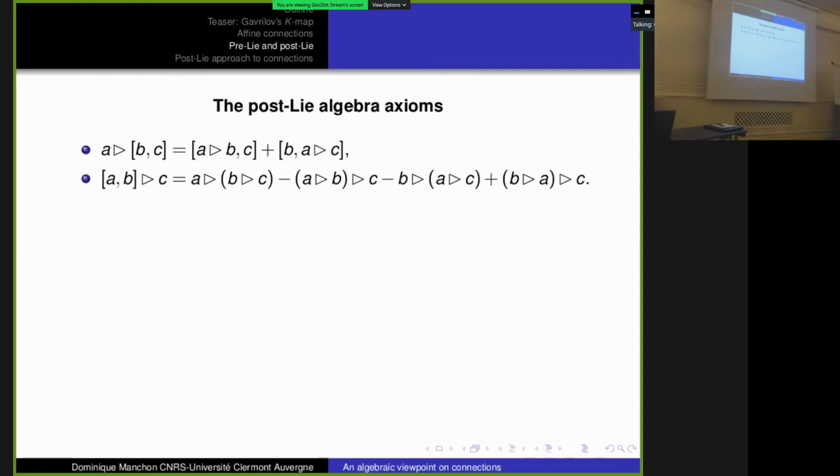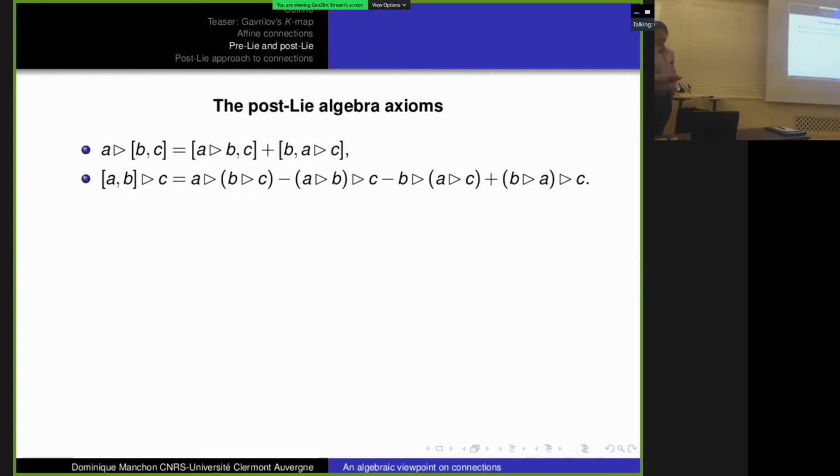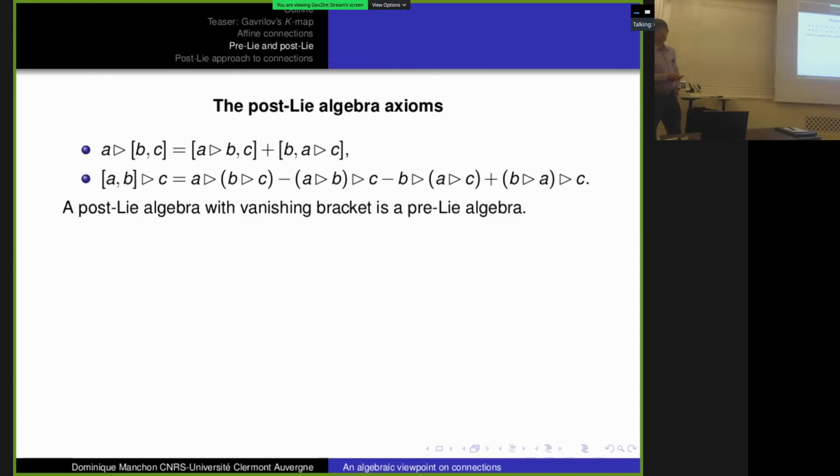Okay, so what is a post-Lie algebra? So it's a Lie algebra, but with compatibility between the triangle and the bracket. The first axiom is easy to understand. It's a Leibniz rule. It's very natural. The second one looks a bit weird. So A bracket B triangle C is equal to this expression. But you can notice that the right-hand side is nothing but the pre-Lie identity. But here, this right-hand side is not equal to 0, it is equal to this expression. So a post-Lie algebra with vanishing bracket is nothing but a pre-Lie algebra. It's a way of summing up.